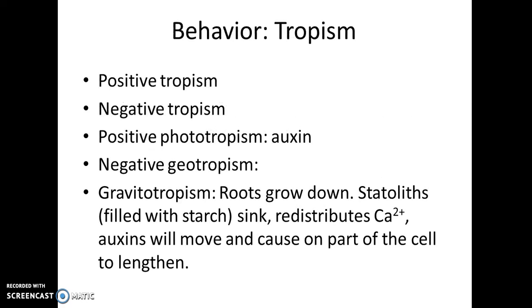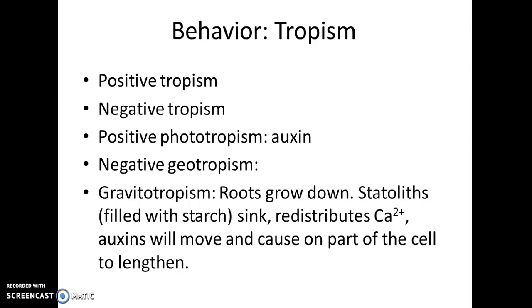We have positive tropisms, which mean that they grow towards something, and negative tropisms, which mean that they grow away from something. So, for example, positive phototropism means you grow towards the light, and that's caused by auxin. Negative geotropism means you grow away from the earth, towards the light. Now, gravitropism is what tells the roots to grow down. So we know what causes the stem to grow towards the light, and what causes the roots to grow down.